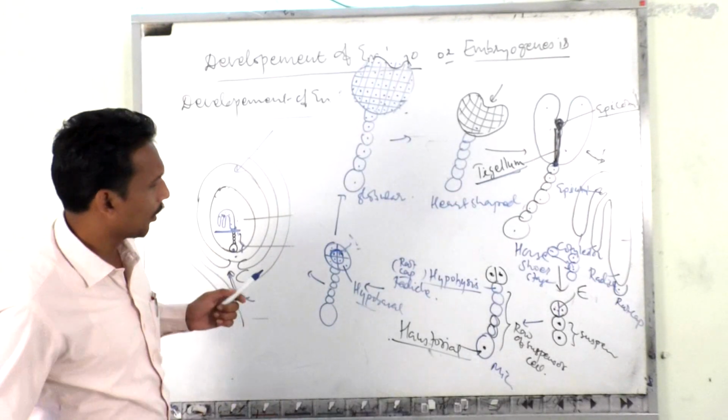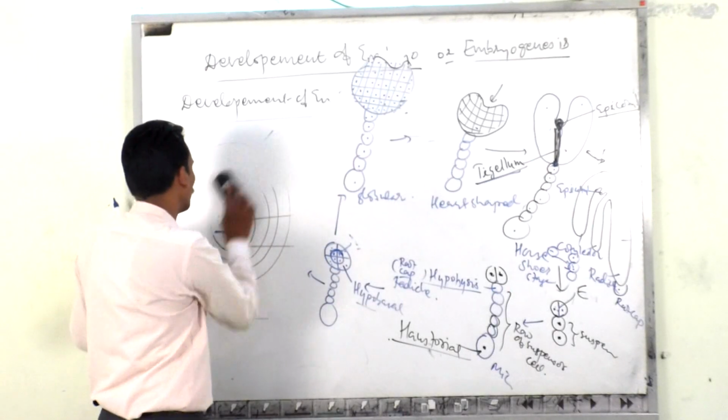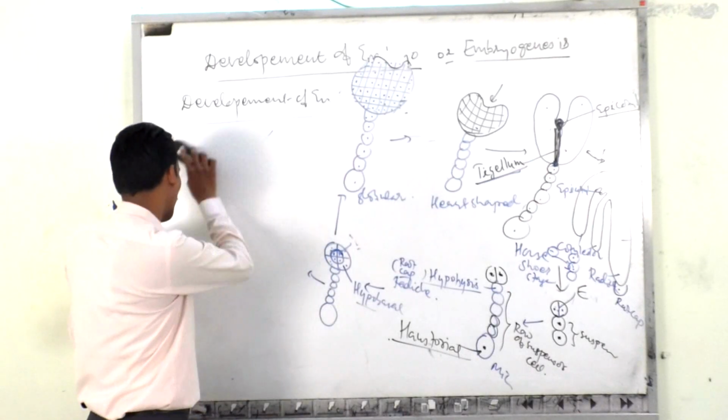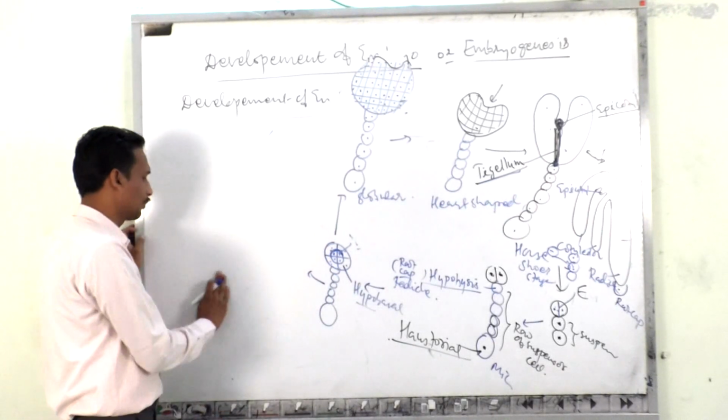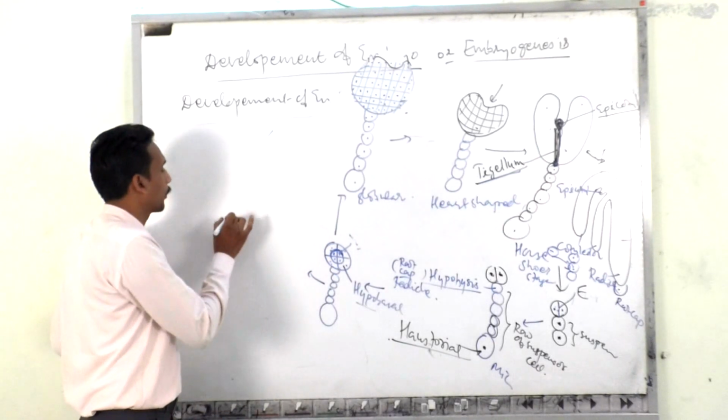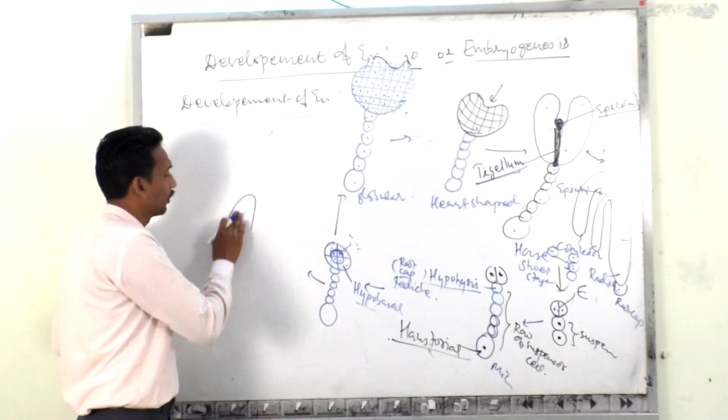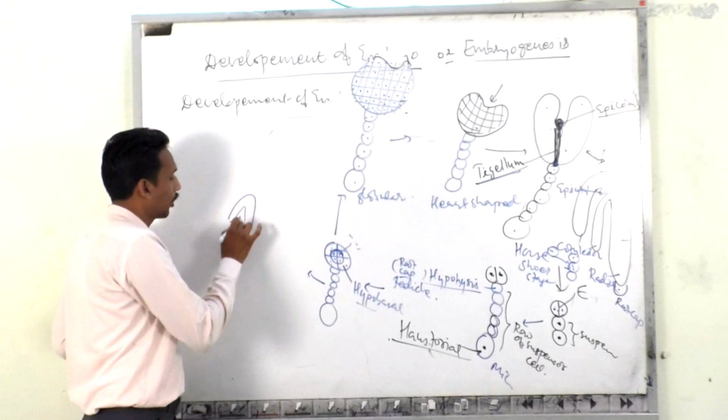When we draw the diagram of the monocot embryo, you can find that in this monocot type of embryo, special protective coverings are present. So I will draw that diagram here. This is the monocot embryo structure.